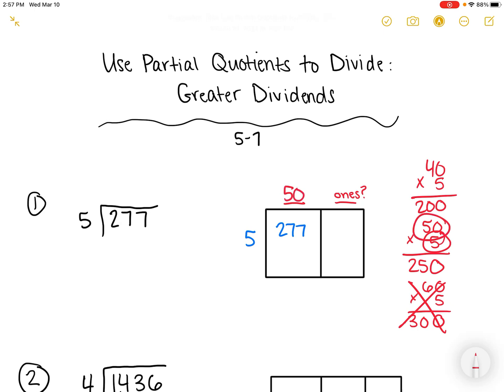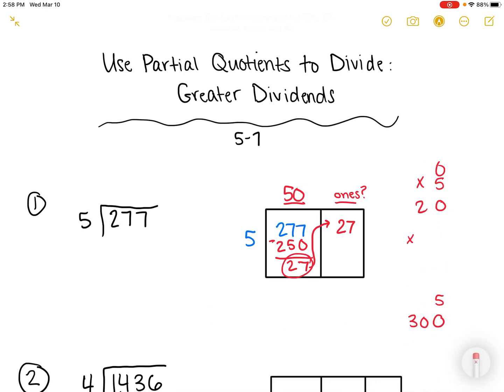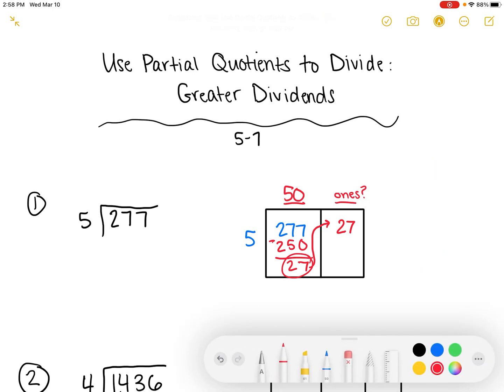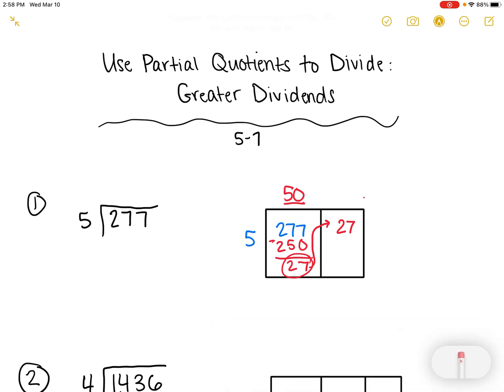I'm going to write 50, so now we have to multiply 50 times 5, which we already did to get 250. Now we subtract, so 7 minus 0 is 0, 7 minus 5 is 2, and 2 minus 2 is 0. Now that we have this, we have to scoot it over to the next side. So now we have 27 left over. And now I have to think to myself, how many 1s, when multiplied by 5, will give me something close to 27 without going over?